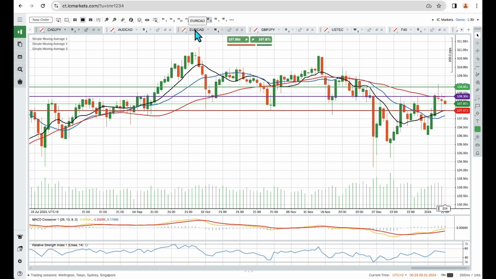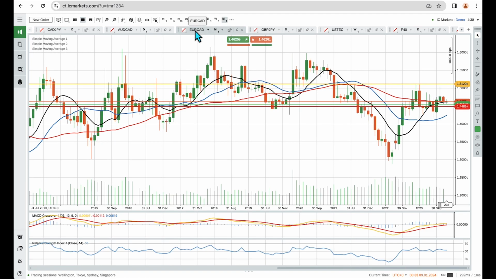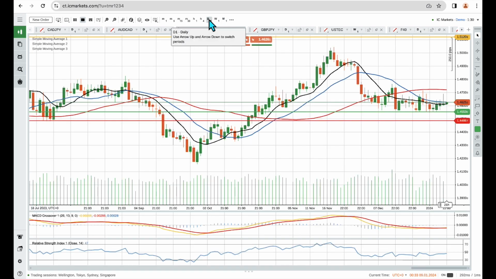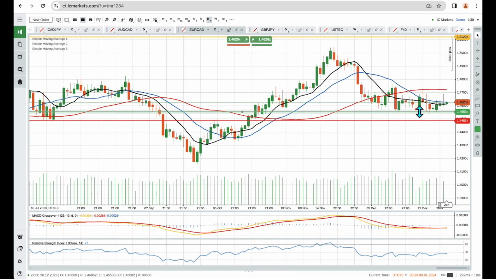The next market, and not as clear, is EuroCAD. So if we take a look here on the daily on EuroCAD, what I like is this level. It's around the 1.4550 area. Now, as we can see, we spent a lot of time at that level. So we still have buyers coming back to defend this area. But as we can see, every time we bounce not as high as the previous one.